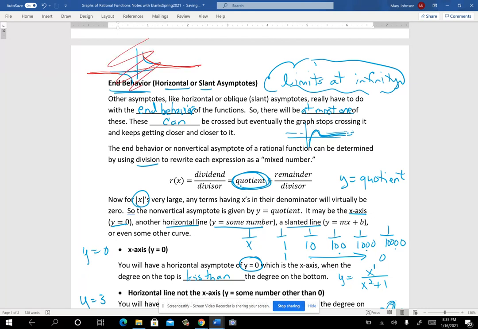So if you close out all of that and you just look at it far enough away, it's just going to look like the line y equals 0. That would be the horizontal asymptote for that. And then 0 would be the limit as x approaches positive infinity and as x approaches negative infinity.